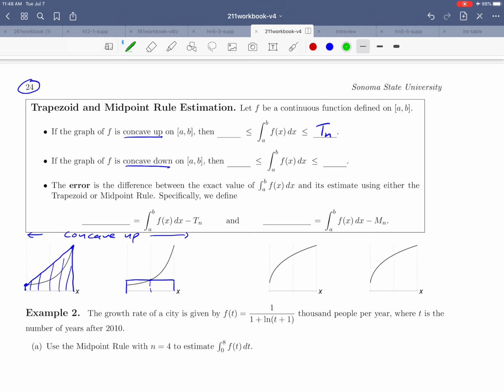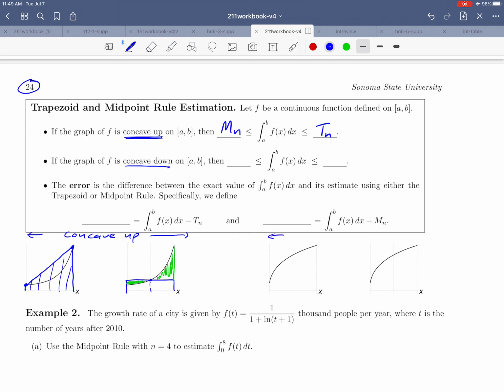Notice that on the left, we're getting some extra area, but it's a really small amount of area. We are missing a whole bunch of area over here on the right. The fact that we're missing a lot more area than we're picking up tells us that this midpoint rectangle is an underestimate overall. We're missing area that we should be adding, and so the midpoint rule gives us a number that's too small. So for a concave up function, the midpoint rule is an underestimate and the trapezoid rule is an overestimate.